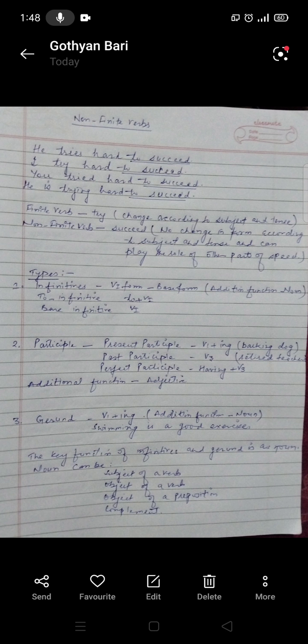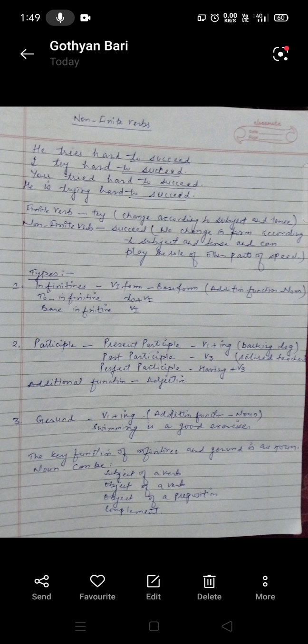Dear friends, please keep two things in mind: a non-finite verb is a verb that doesn't change its form, it remains the same. It doesn't get inflected because of the subject of the verb, meaning the number of the subject, whether singular or plural, or the person of the subject, whether first person, second person, or third person pronoun. And it also doesn't get inflected because of the tense in which the verb is used. So a finite verb changes, and a non-finite verb doesn't.